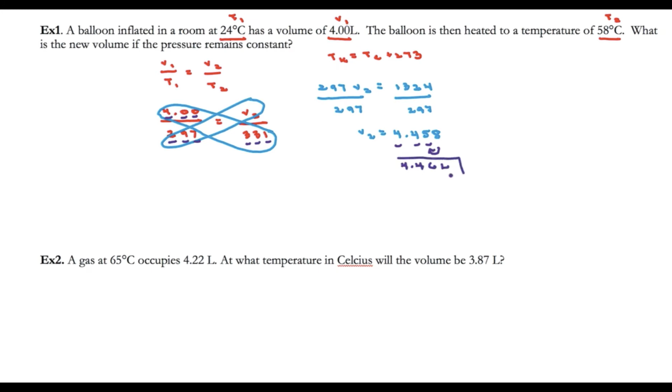Let's make sure this answer makes sense. So I go from a temperature of 24 degrees to 58 degrees, so my temperature is increasing. My volume should also increase because, according to Charles's law, volume and temperature are directly related. It does increase, so I know that I did the correct work.